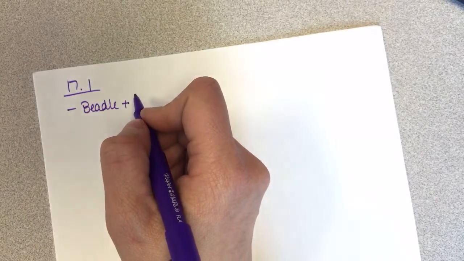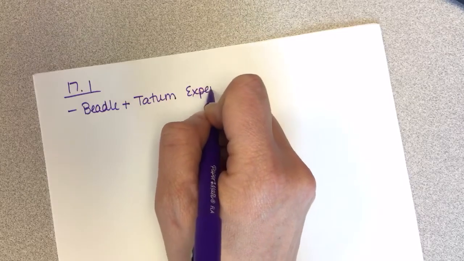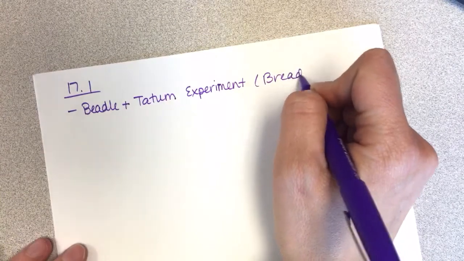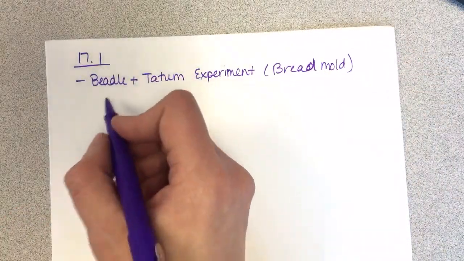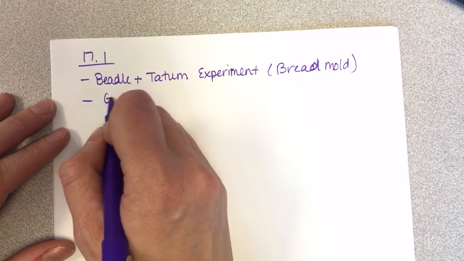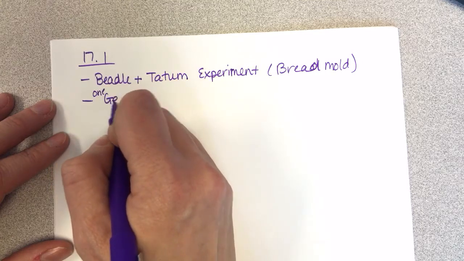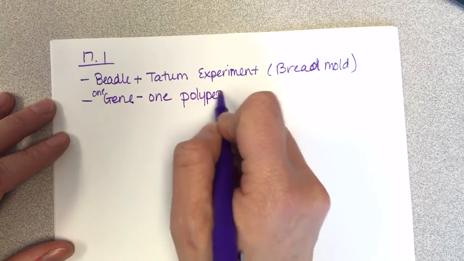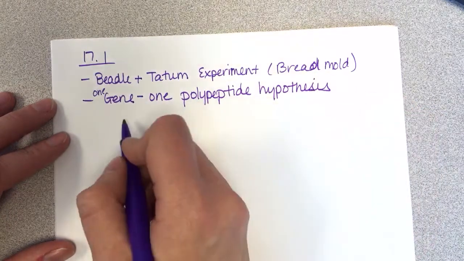You need to know the Beadle and Tatum experiment. This is with bread mold. Basically after that, they eventually came up with the idea, they restated it, as the one gene, one polypeptide hypothesis: that every gene codes for making a polypeptide.